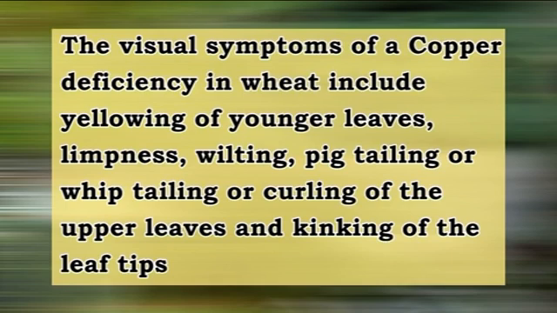Copper. Copper is not readily transferred from old to young leaves. So, older leaves remain darker and relatively healthy, and the deficiency symptoms develop on younger leaves. The visual symptoms of a copper deficiency in wheat include yellowing of younger leaves, limpness, wilting, pigtailing or whiptailing or curling of the upper leaves and kinking of the leaf tips.